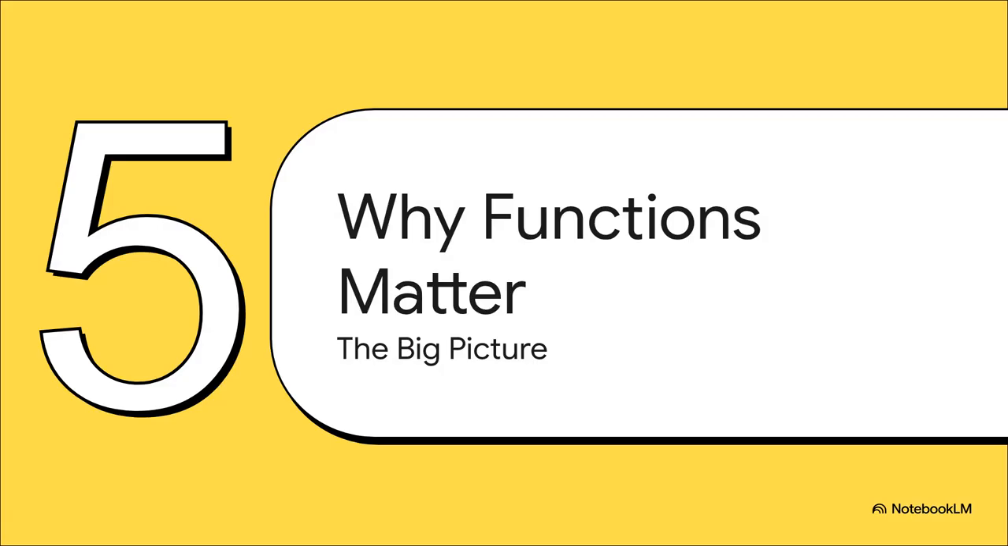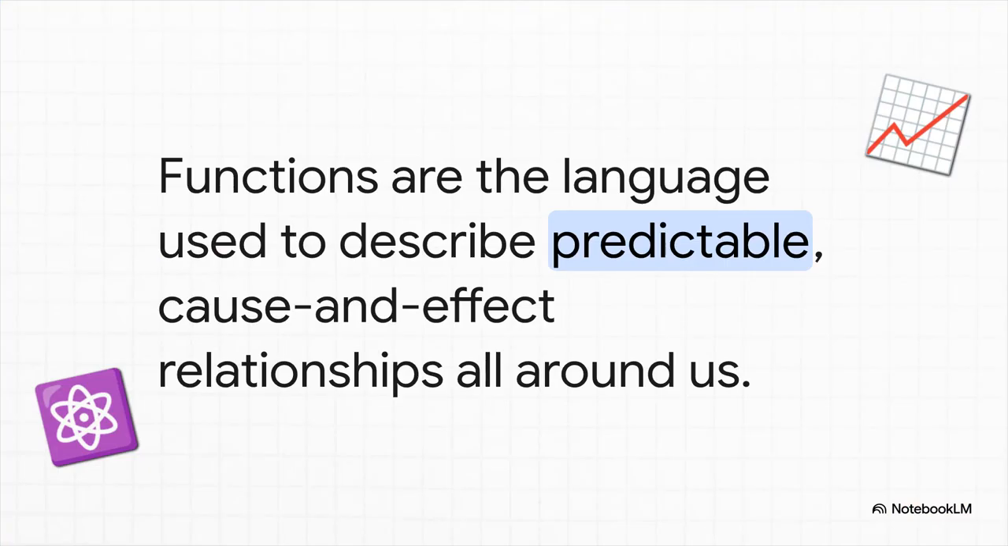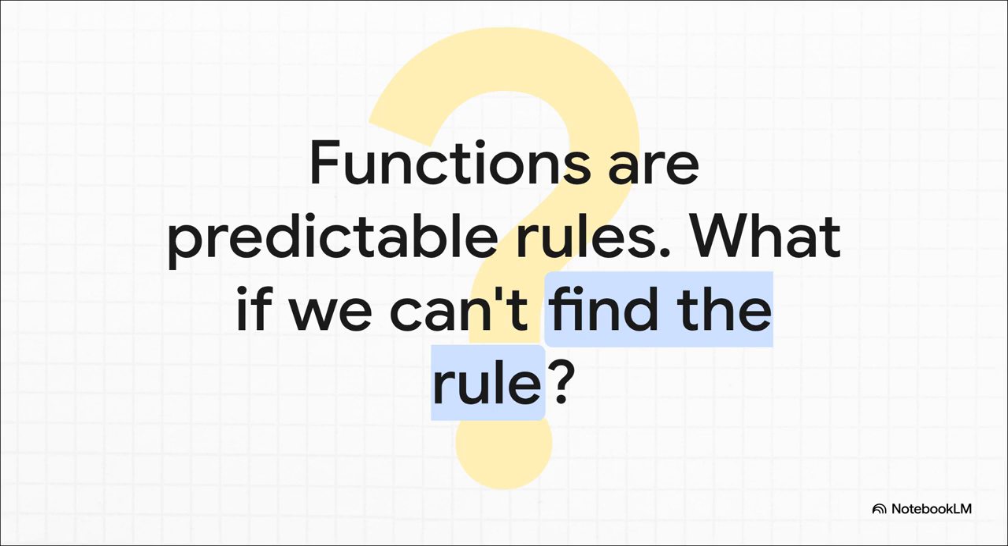Okay, so we've gone through all this injective, surjective, bijective, vertical line tests. Why does any of this stuff really matter in the big picture? It matters because functions are way more than just squiggly lines on a graph. They are the language we use to describe the predictable rules of the universe. The laws of physics, the models of finance, the algorithms that run our entire digital world, they are all built on this fundamental idea of a reliable, predictable cause and effect relationship. So yeah, functions give us this incredible framework for understanding the predictable systems all around us.